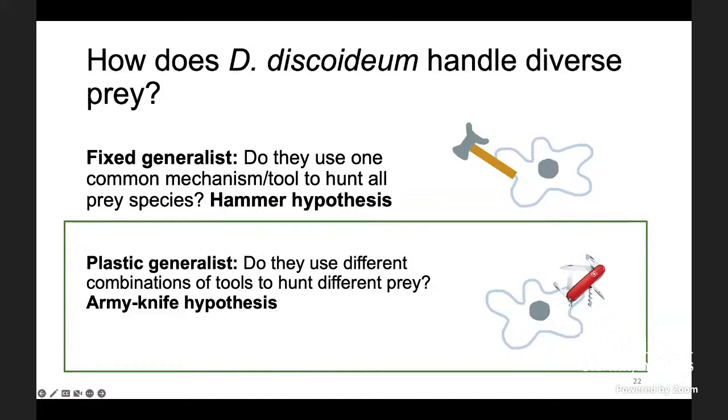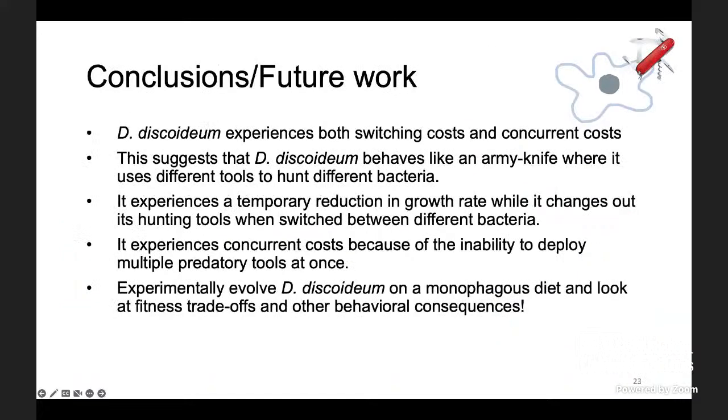And then once again, if it was an army knife and it has to deal with many different prey species at once, it's unable to deploy its multiple tools at once. So it's just performing worse than you would expect. Yeah, so that's the takeaway. Dicty is basically a plastic generalist. It has, at least, a few different combinations of tools on different prey.